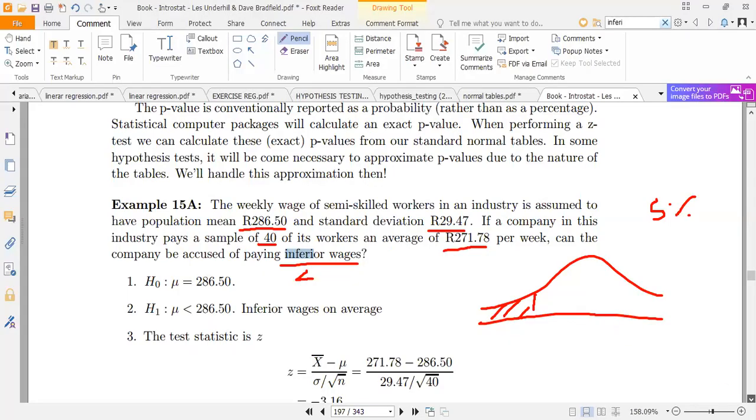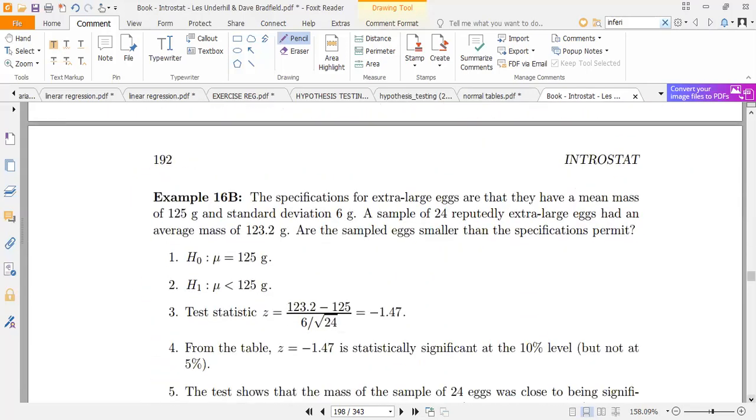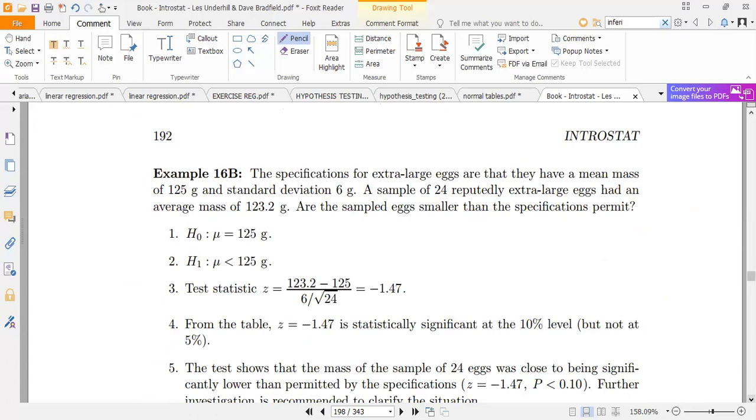I need you, as much as possible, to see how practice questions come in. Let me go through this one quickly. The specifications for extra large eggs have a mean of 125, the standard deviation 6. A sample of 24 extra large eggs had an average of 123.2. Are the sampled eggs smaller than the specifications?